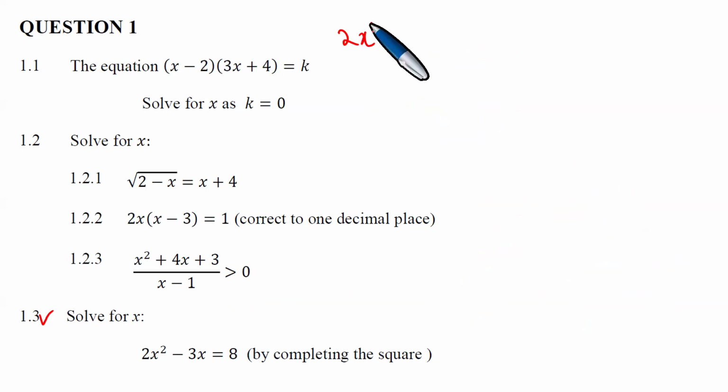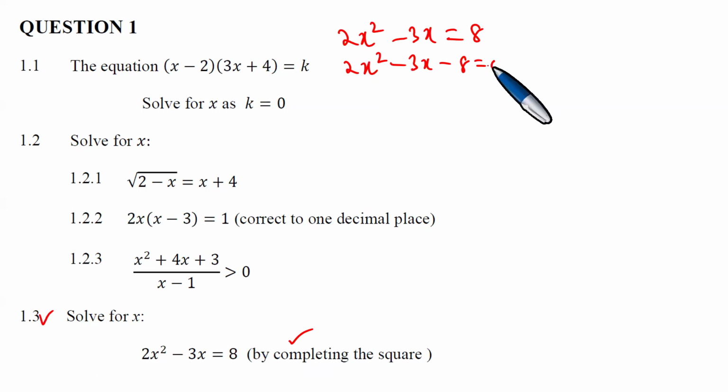We were given 2x squared minus 3x equals 8, and we want to solve for x by using the method of completing the square. Right, a couple of things are at the heart of the operations. We're given 2x squared minus 3x minus 8 equals 0. This is what we have. What do we do here?